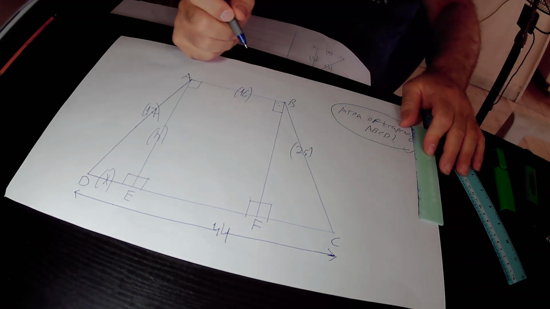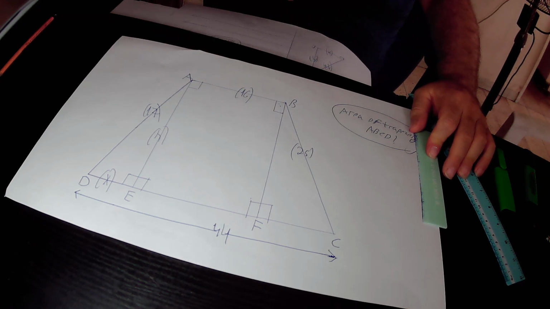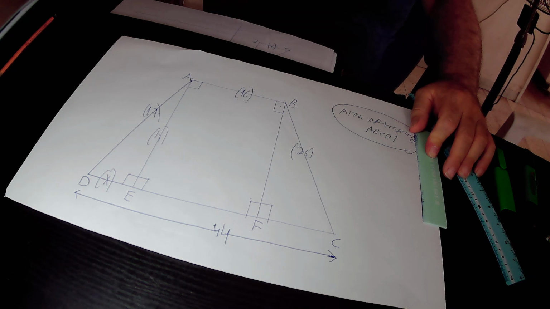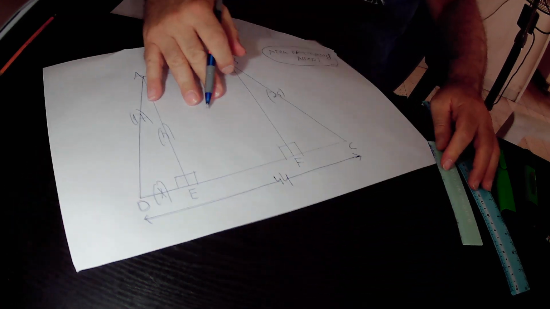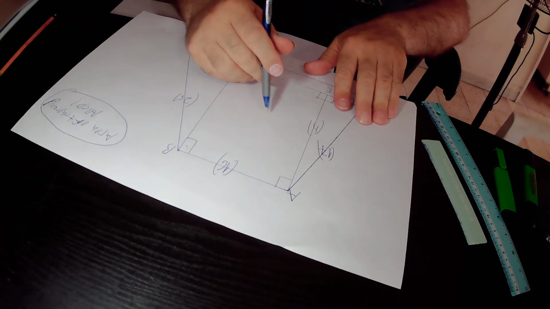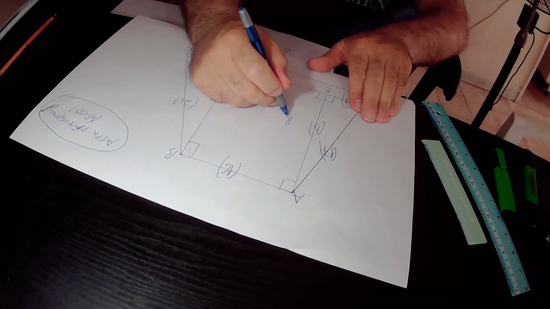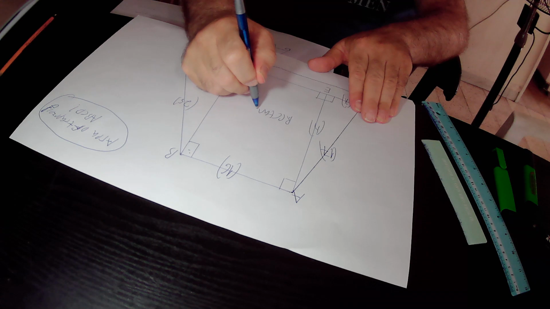So inside quadrilateral ABFE we have 4 right angles, and according to rule 5, any quadrilateral that has 4 right angles must be a rectangle or a square. So let's say this quadrilateral ABFE is a rectangle because it has 4 right angles, according to rule 5.